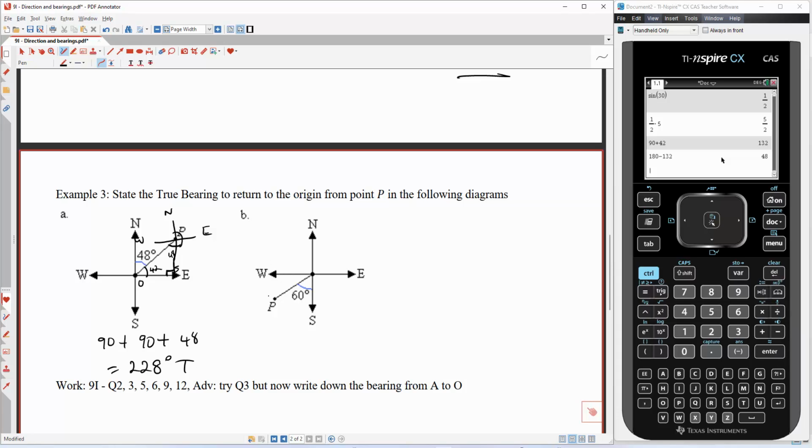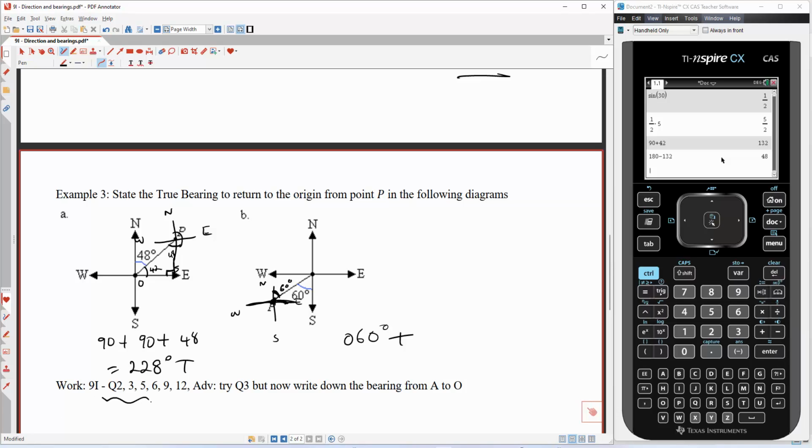All right, same deal with this one here. We're at point P and we want to get back to the origin. So again, what I do is I imagine kind of like a north, east, south, west, a compass there. All right, so I'm facing north and I need to turn this distance here, and then I'll be facing in the right direction to return to the origin. So what's this one here? Well, it's the same idea as last time. If I know that this is 60, I know that this has to be 60 as well. So it's going to be 060 degrees true. All right, so that's example 3. That's a bit more advanced there.